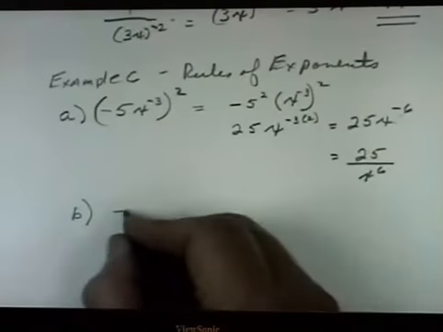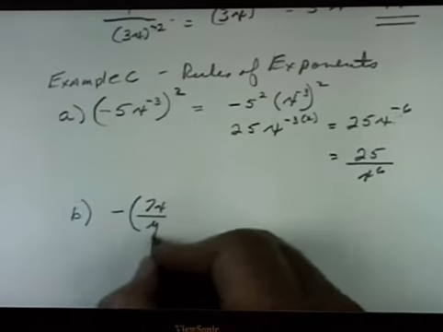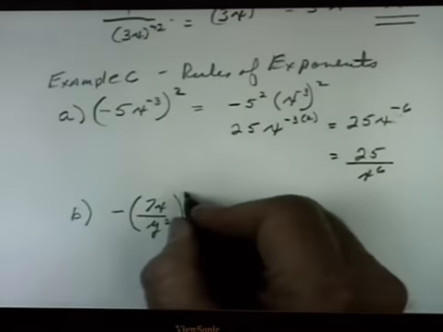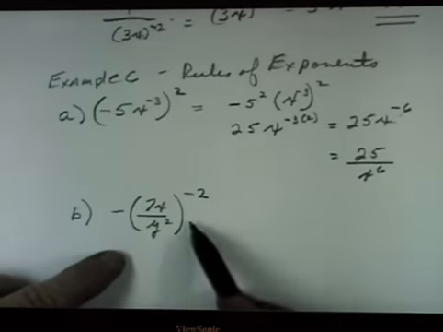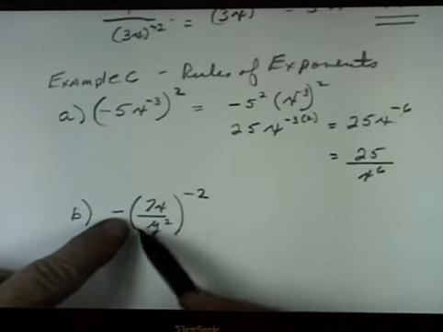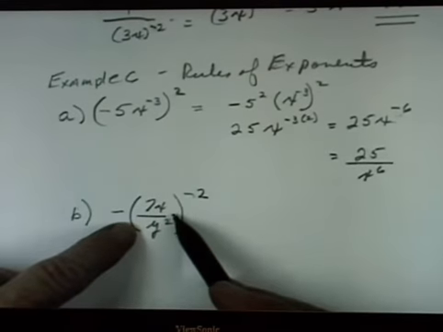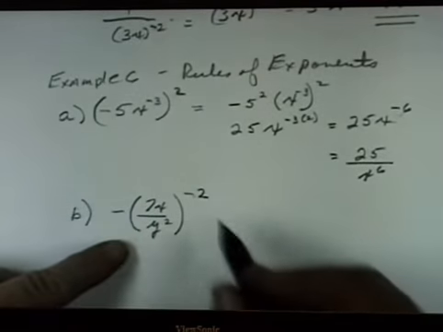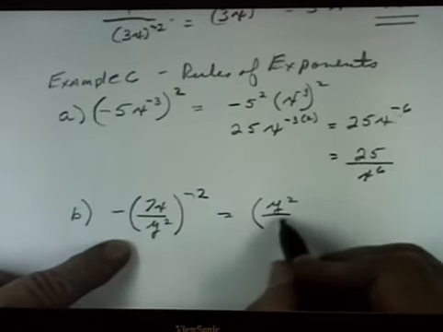And part B, is a minus 7x over y squared to the minus 2. Well, the first thing we're going to do is we're going to get rid of this minus 2, and we'll do this by taking the reciprocal or just flipping this thing over. That just equals y squared over 7x.